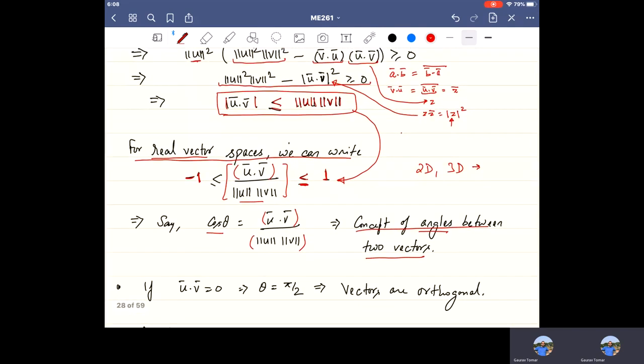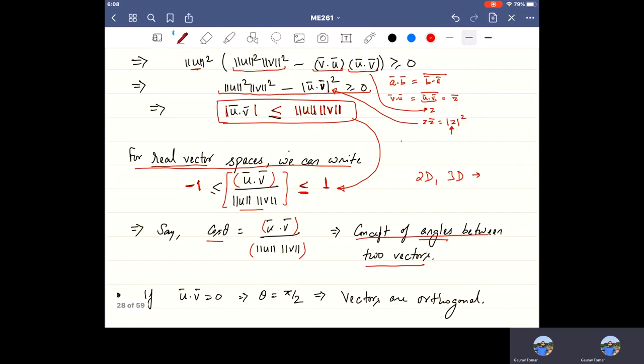Now, why cos theta and not sin theta? Because we wanted to get to this concept of orthogonality. So now we see that if u dot v is 0, then cos theta will be 0. That means the angle would be pi by 2. And such vectors which have inner product 0, we call orthogonal vectors. This also comes from our two-dimensional and three-dimensional concept of perpendicular lines or perpendicular vectors, right?